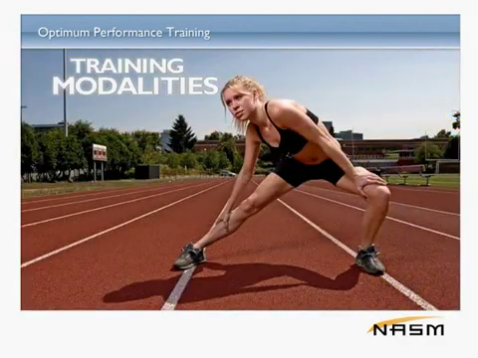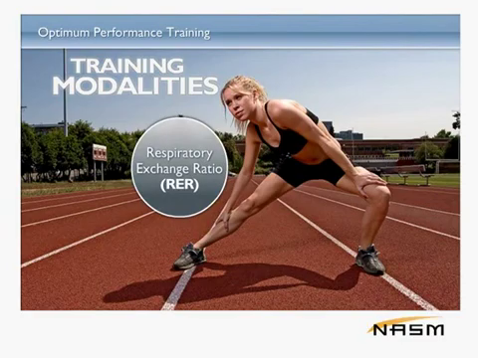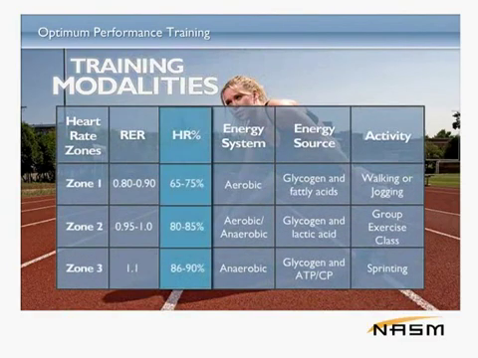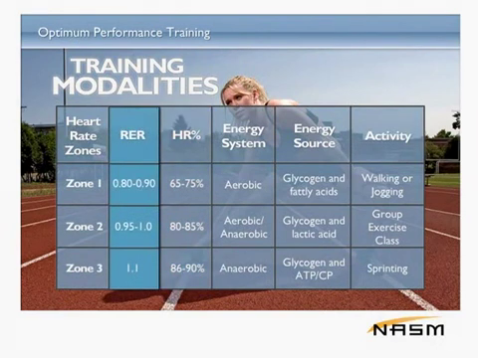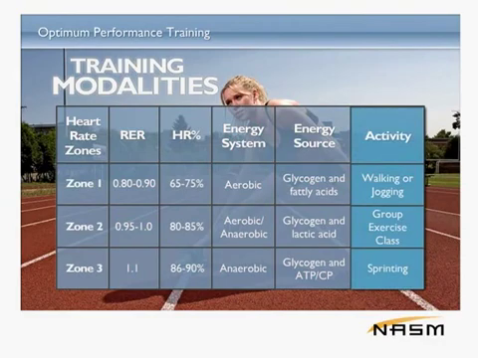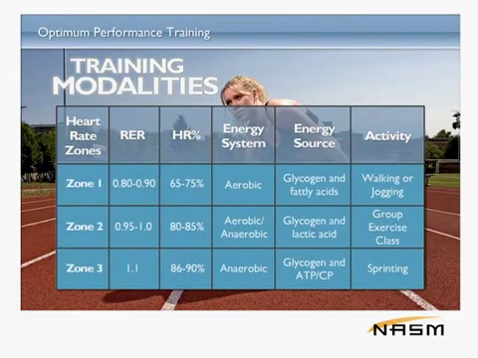Before discussing each stage, it's essential to know how to translate respiratory exchange ratio into heart rate zones. This table demonstrates estimated heart rate numbers that coincide with the respiratory exchange ratio to give a predictable and usable number to work with. Also shown are the energy systems, energy source, and example activity. The heart rates are broken up into three heart rate zones that are easily used for program design.